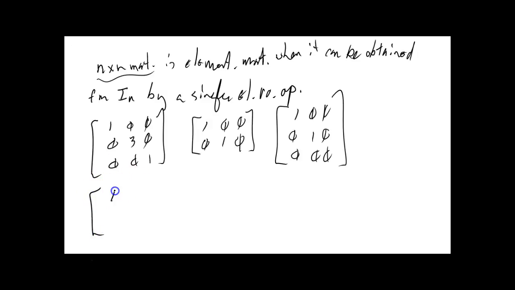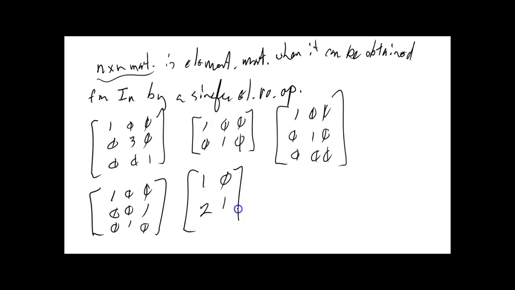How about this one? This is D. 1, 0, 0, 0, 0, 1, 0, 1, 0. Is that an elementary matrix? Yes. Why? Which elementary row operation did you do? Exchange the second and the third rows. Absolutely. How about this one? 1, 0, 2, 1. Is that an elementary matrix? Why? What elementary row operation did you do?